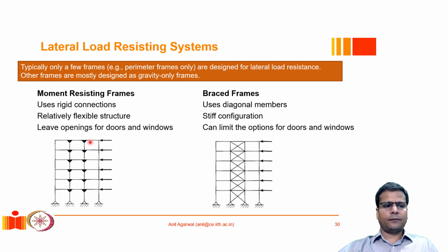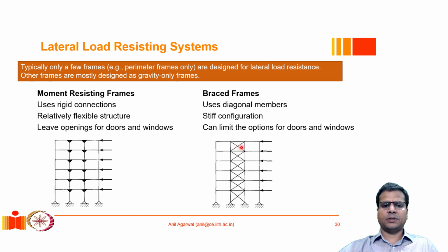So in a typical frame, only a few of the frames are designed to resist the lateral loads. The rest of the frames are considered as leaning frames, and they only resist the gravity loads, and they lean or they deflect as the lateral load resisting frames deflect. So in a moment resisting frame system, the connections between the beam and the column are made rigid so that it has a lateral load resisting capacity.